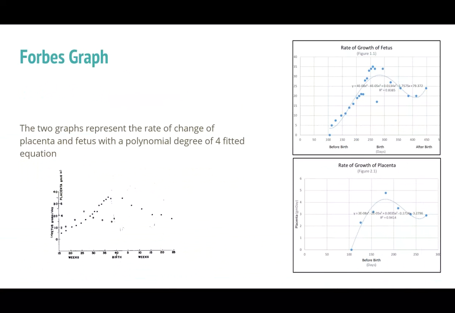Also, given the Forbes graph scatter plot of velocity with the Excel, the line of best fit for the fetus and placenta had to be much more accurate. That would put the line of best fit as a polynomial of degree 4.